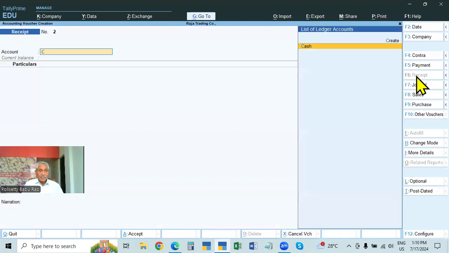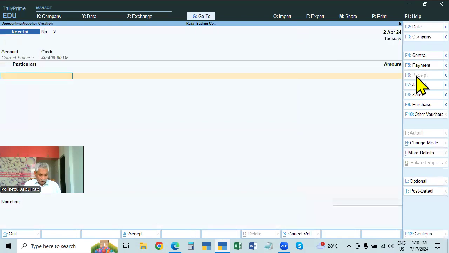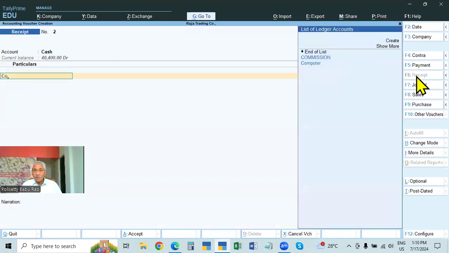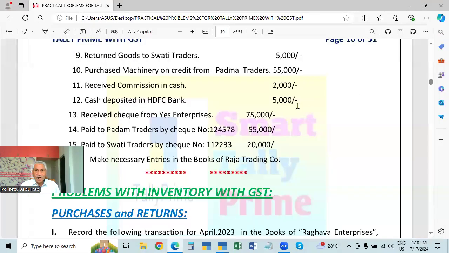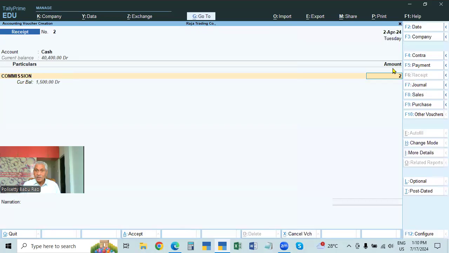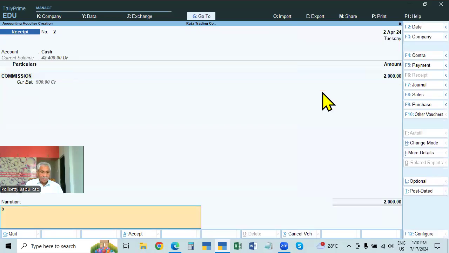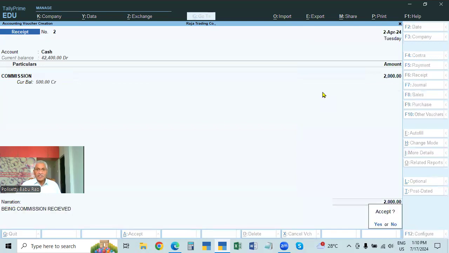Okay. So how did we receive? Cash we received. So commission. We have commission there. Commission received, how much? 2,000 rupees. 2,000 rupees. And here we enter being commission received. That's all. Being commission received.